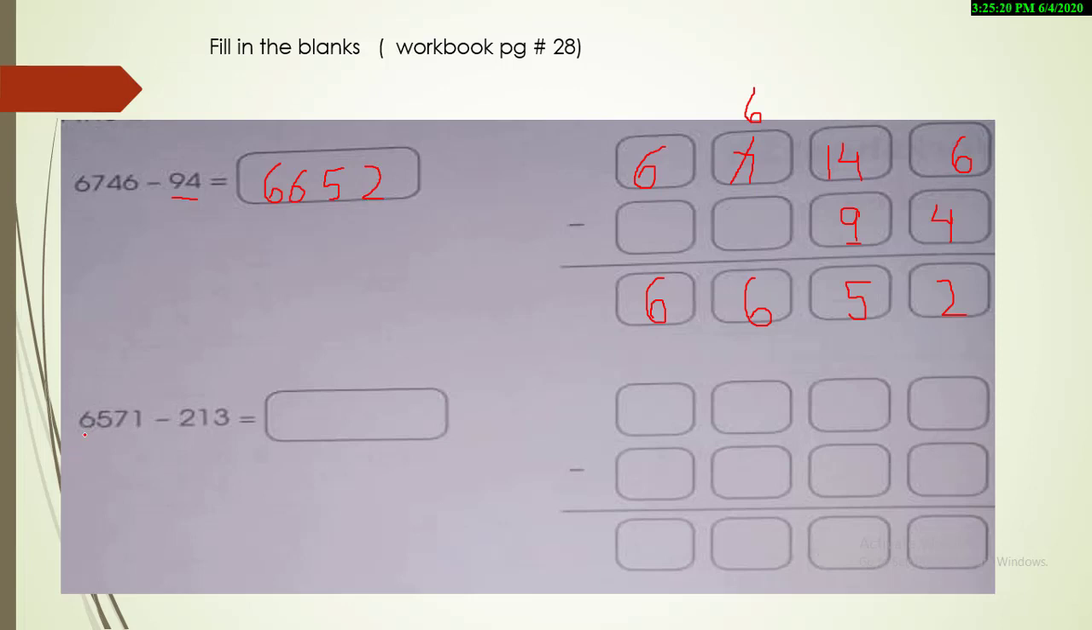Read the number carefully. 6571. So mention the number carefully. 6571. Yes, I mention it. Just mention it with me. And the next number is 213. So 3 is at the ones place, 1 is at the tens place, and 2 is at the 100 place. So mention it from the back side to avoid the mistake. 3, 1, 2. Now read it.